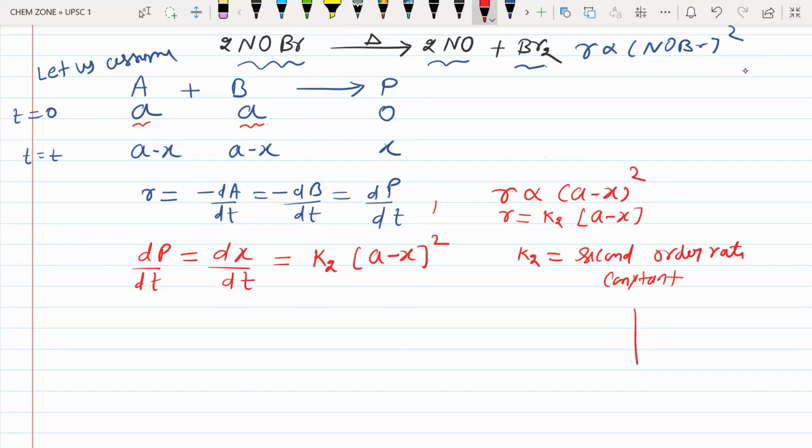If we plot the graph of rate versus square of concentration, don't forget, A minus X will be the concentration of A at time t, or you can say B at time t, that is concentration of B and A at any instant t. The graph will be a straight line passing through origin.